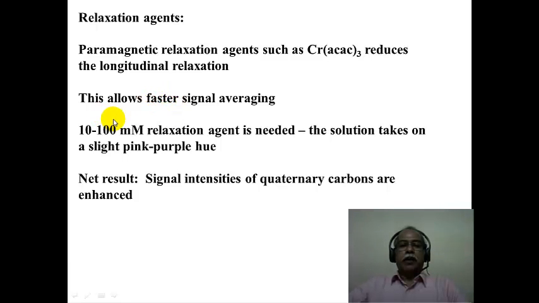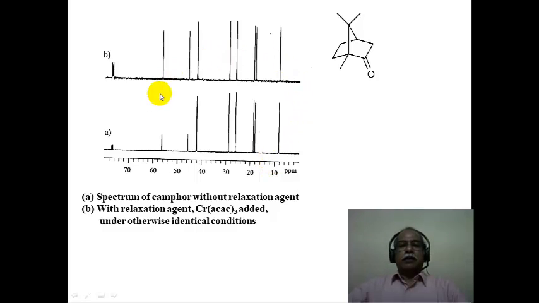Normally, about 10 to 100 millimolar relaxation agent is added, and the solution takes on a slight pink color because chromium acetylacetonate is slightly pink in nature. The result is that signal intensities of the quaternary carbons are now very much enhanced. This is illustrated in this picture.